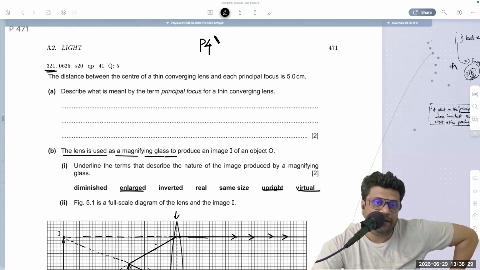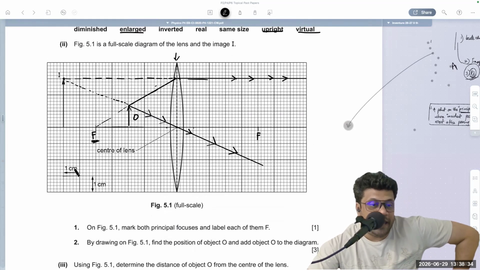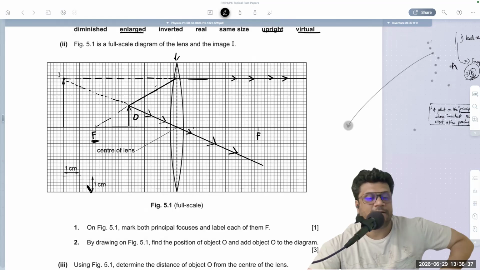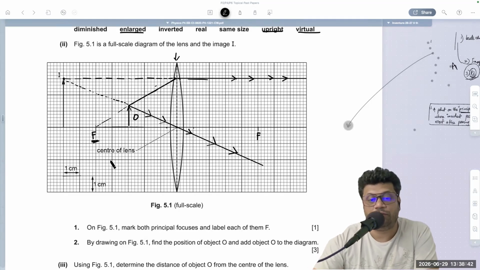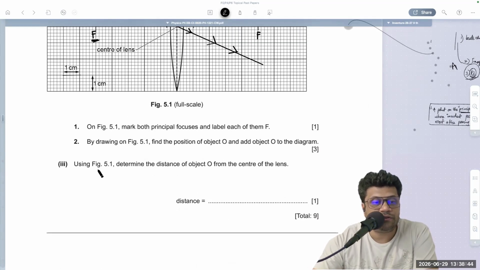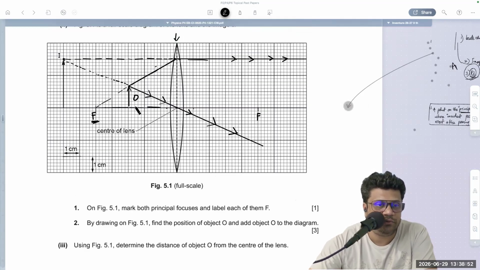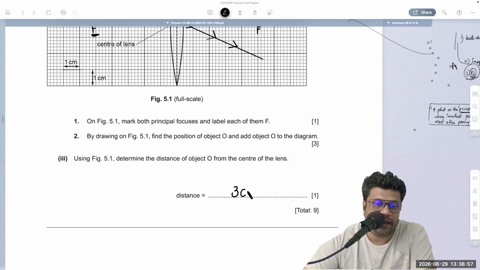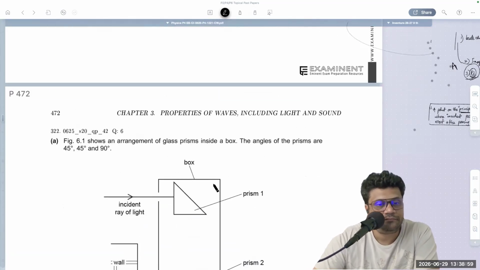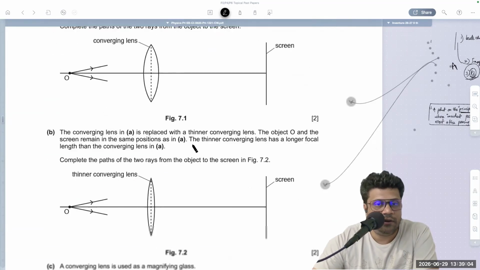I would highly recommend sketching this out by yourself in your notebook. I'm taking the measurements as 1 centimeter for one box of the grid that you create. Use the figure to determine the distance of the object from the center of the lens. It looks like the object is 3 centimeters from the lens, so we write down 3 centimeters. Okay, that was a very nice question.